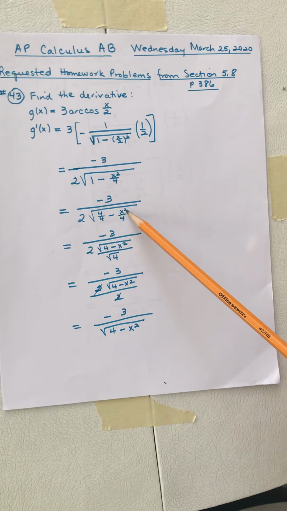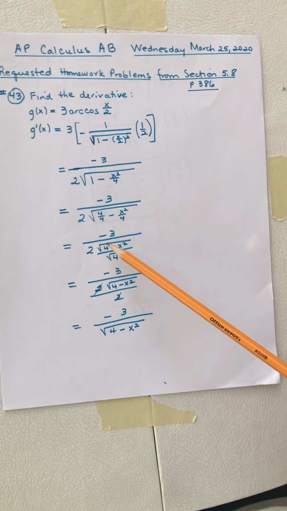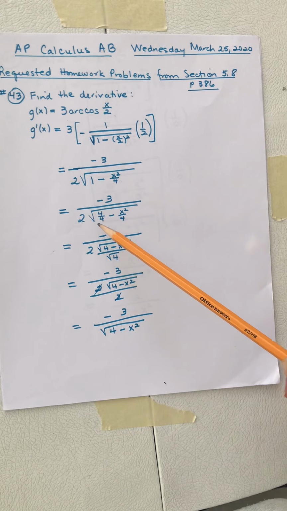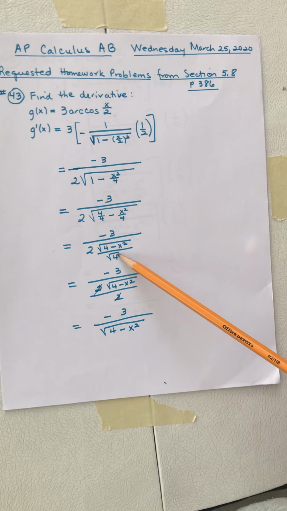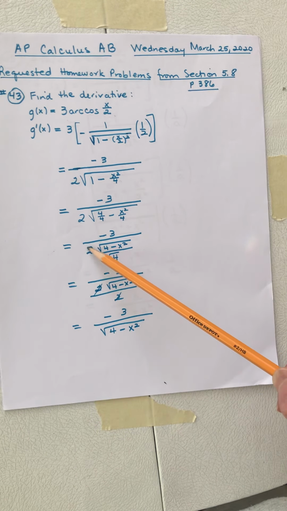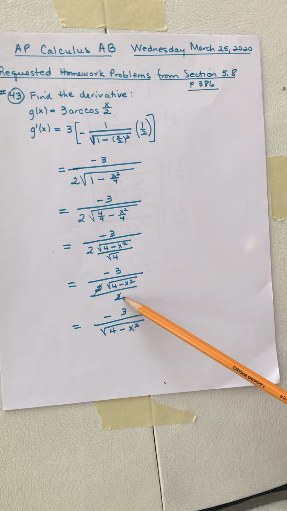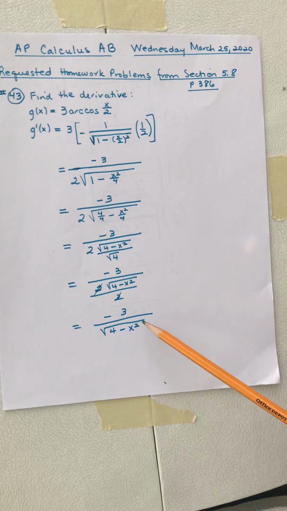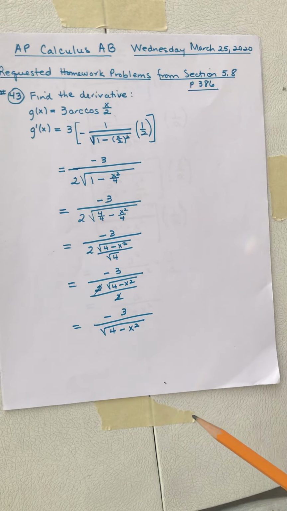So I have 4 minus x squared over 4, which I break into the square root of the numerator over the square root of the denominator. So I have the square root of 4 minus x squared over the square root of 4. The square root of 4 is 2, which then cancels out this 2 I have also in the denominator, and I end up with negative 3 over the square root of 4 minus x squared. Hope that helped for number 43.